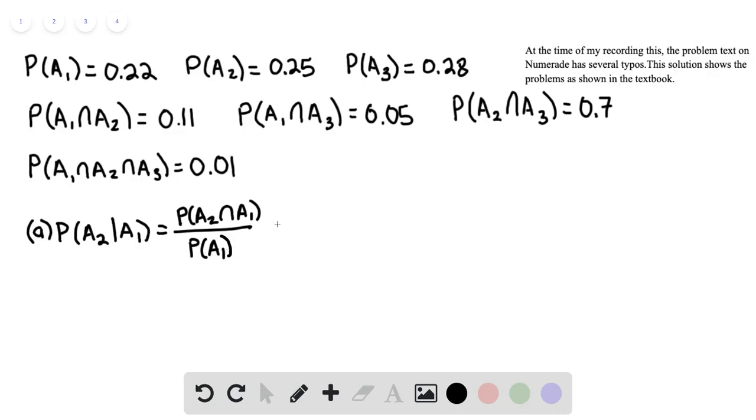We're given both of these values. The probability of A2 intersect A1 is 0.11. The probability of A1 is 0.22. This reduces down to a half, or 0.5. And what this means in the context of the problem is that there is a 50% chance that given the firm is awarded project number 1, it will also be awarded project number 2.